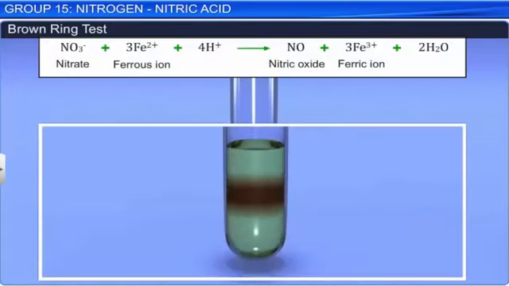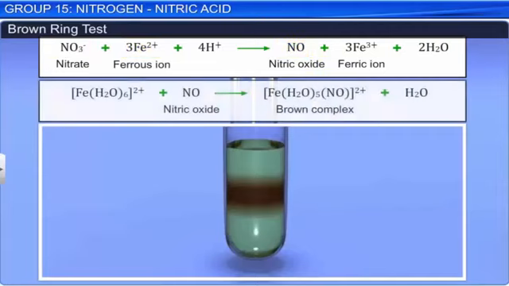You can see from the equation that the ferrous ion reduces nitrates to nitric oxide. The nitric oxide formed reacts with ferrous ions to form a brown complex. The brown color is due to the formation of a hydrated nitrosyl complex of iron.